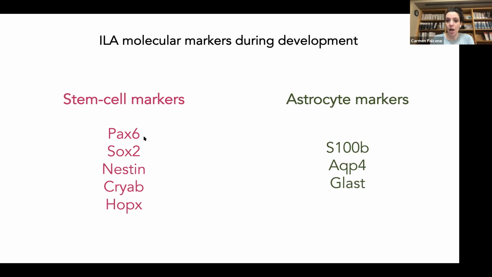all these different markers. I won't go into details of all these markers, but some of them, for instance PAX6, SOX2, and nestin, are pretty broad stem cell markers, but they also are retained in some cells in the adult. And then CRYAB and HOPX are markers for what we call inner radial glia cells and outer radial glia cells, which are two layers of stem cells that are more visible in the primates, but are present also in other mammals.